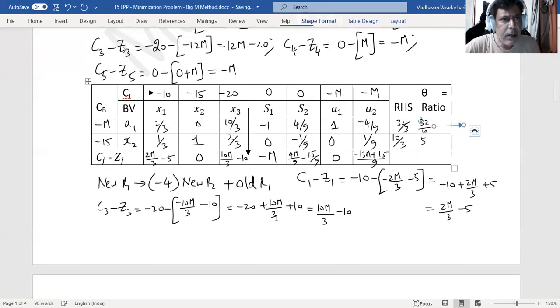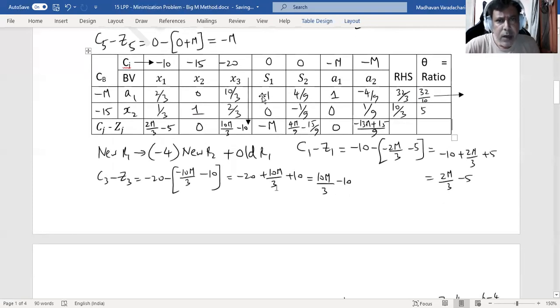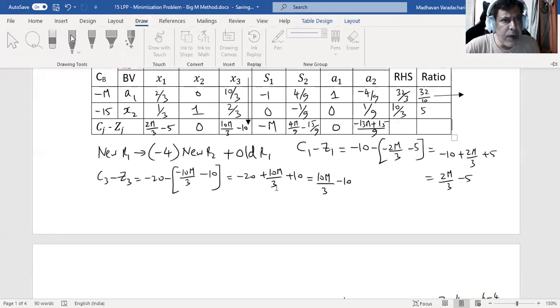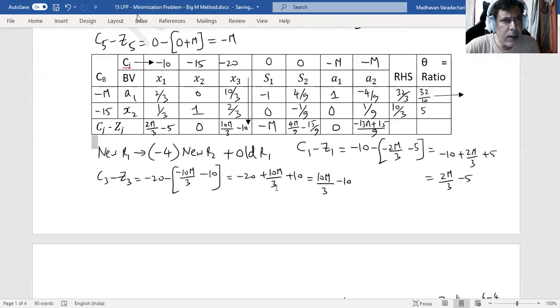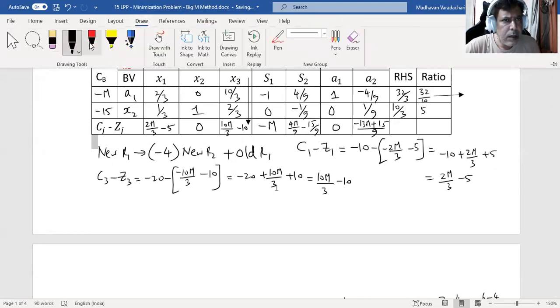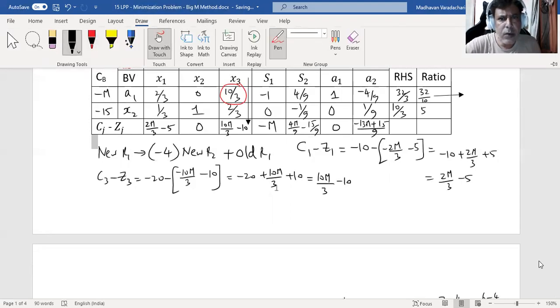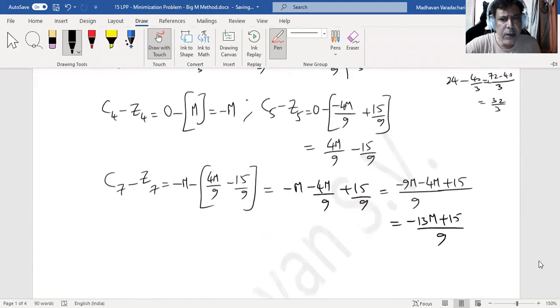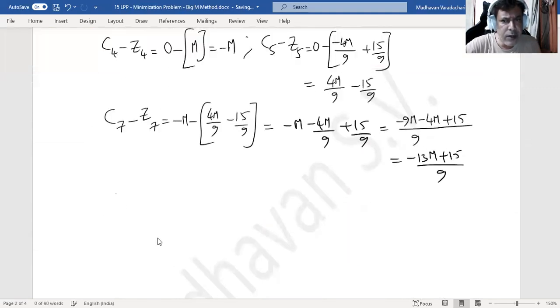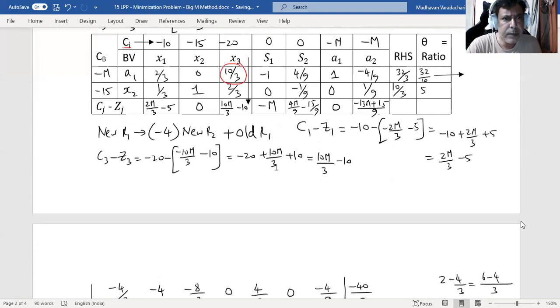Let me color this to black. Okay. So we got this as the pivotal column, this as the pivotal row. That means the pivotal element is what? This intersecting element, which is 10 by 3, that is the pivotal element. Let's now proceed to the next table based on whatever we learned.